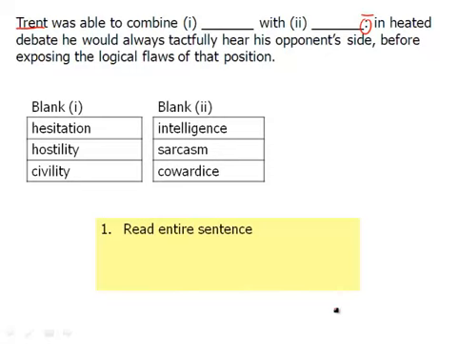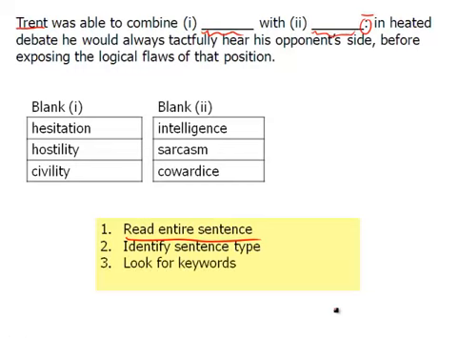So we know because we have read the entire sentence. We've identified now the sentence type. It's simply defining these two blanks. There's no shift going on. And what did we do with one blank text completions? We looked for the keywords, for the clues. In heated debate, well, this person would always tactfully hear his opponent's side.